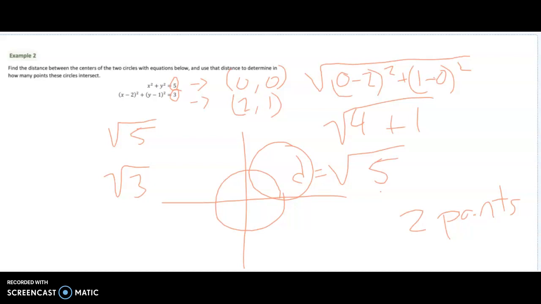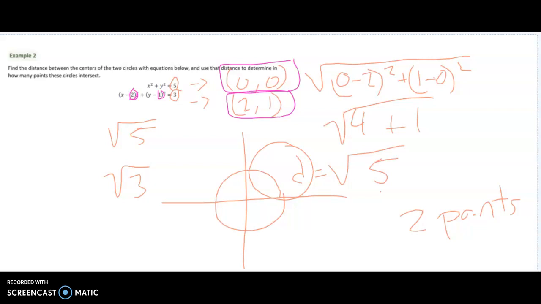Okay. Example 2, find the distance between the centers of the two circles with equations below, and use the distance to determine in how many points these circles intersect. So we're not actually finding out where they intersect, we're just finding out how many times they intersect. Since I know the center of the circles here, and since the negative is built in, then I know that my x is 2 and my other one's 1.